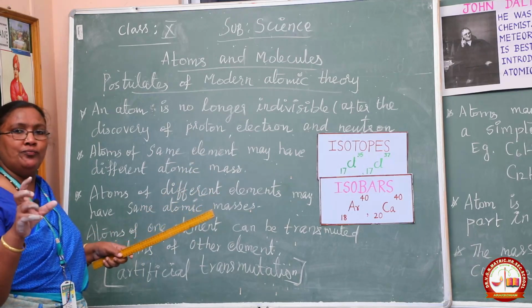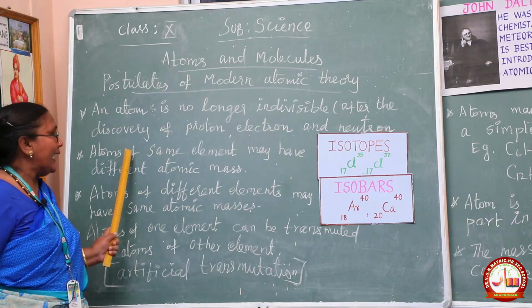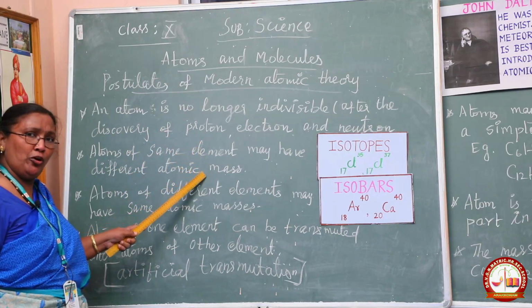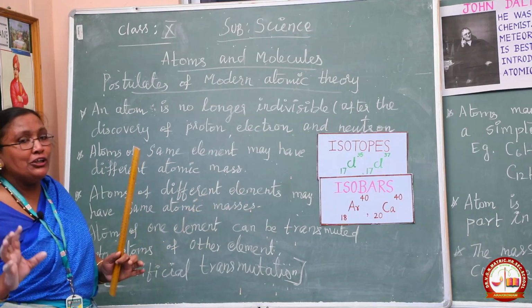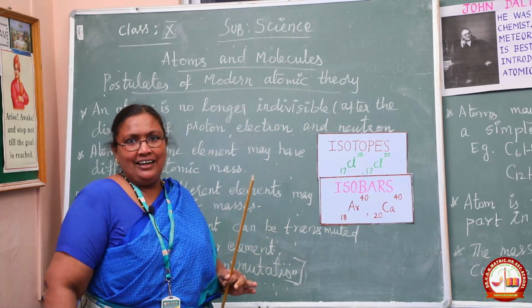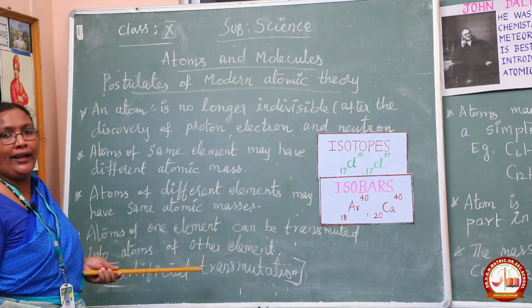This is a clue. You have to remember easily. What does the clue mean? Second point: same element, different atomic mass. Third point: different element, same atomic mass. So you can remember easily. Are you able to follow, students? Then move on to the fourth point.